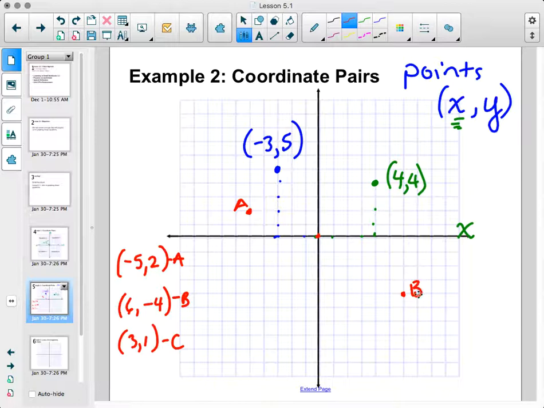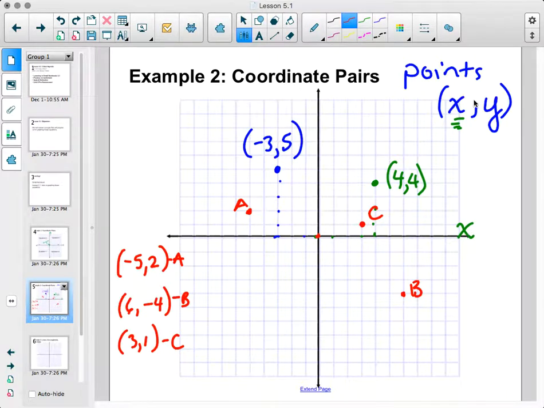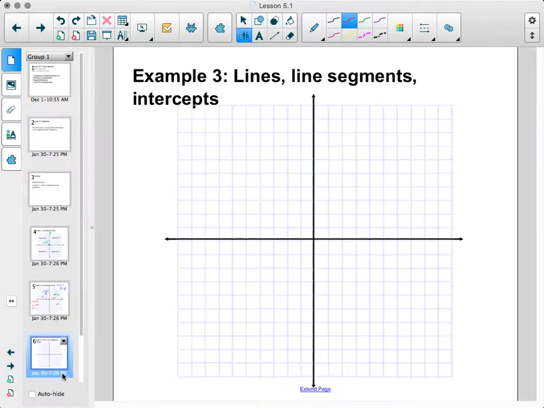And this is B. And the more you practice this, you're going to practice this a lot today just to make sure we're all on the same page, we're quite quick at it. The more you practice it, the faster you'll get, and you'll be able to just see exactly where that point is. Okay, so for point C, I know it's going to be right 3 and up 1. So right 3, up 1. And that's point C.